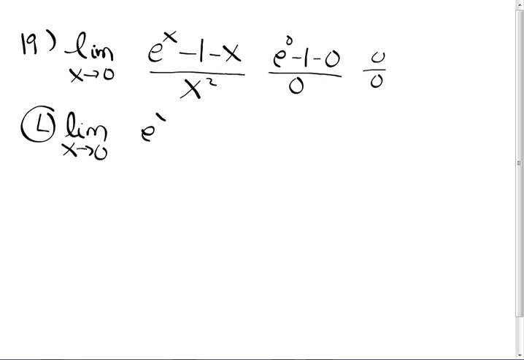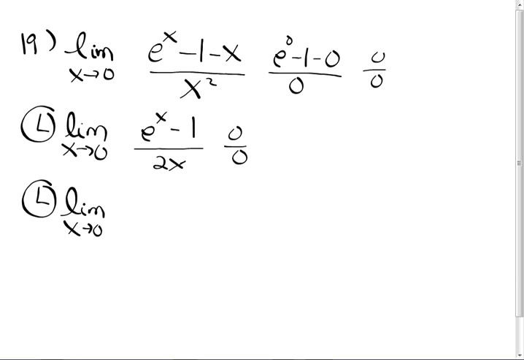So it's e to the x minus 1 over 2x. Substitute 0 in, I still get what? 0 over 0. So it's the limit as x goes to 0 of e to the x over 2. So that's e to the 0 over 2, which is 1/2. It's actually easier to do the problem than it is to copy it.